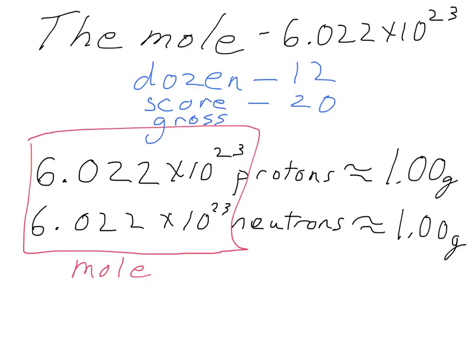If you've done any construction or hardware work, you know what a gross is. If I say you have a gross of something, you have 144 of it. Same way for the mole. If I say you have a mole, then you have 6.022 times 10 to the 23rd. Mole is simply a named number. And this named number is important because it's the number of protons in 1 gram.